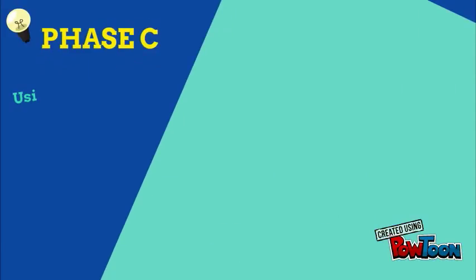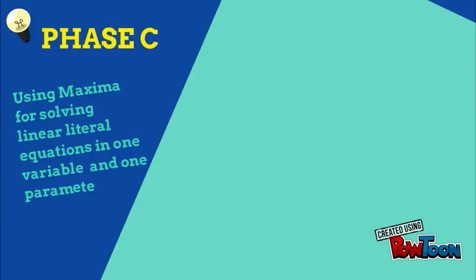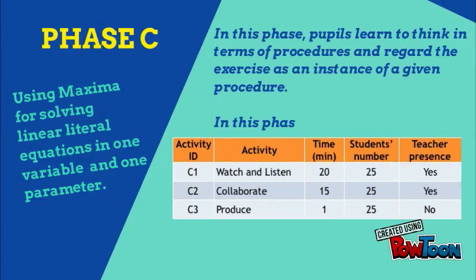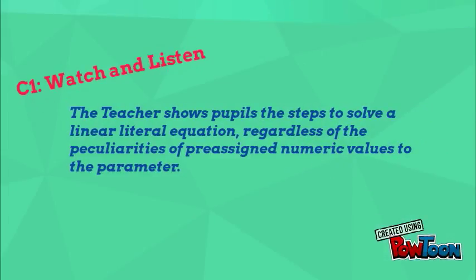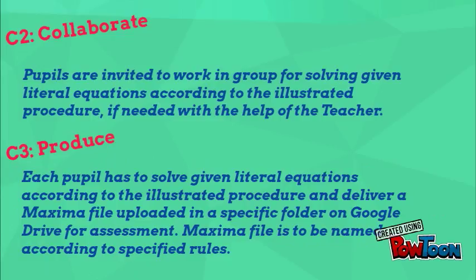Phase C, using Maxima for solving linear literal equations in one variable and one parameter. Pupils learn to think in terms of procedures and regard the exercise as an instance of a given procedure. There are 3 activities. C1, watch and listen. C2, collaborate. And C3, produce.